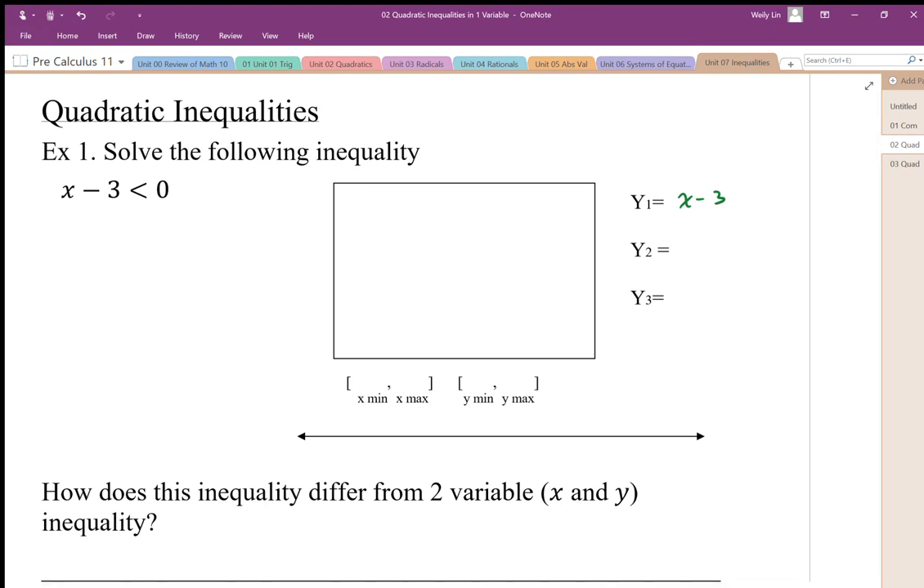I have the linear inequality here, or one variable inequality, that is x minus 3 is less than 0. So I can solve this inequality by just adding 3 to both sides, and I can see that x is less than 3. I can also solve this inequality by graphing the linear equation y equals x minus 3. So it's a straight line with slope of 1 and a y-intercept at negative 3.